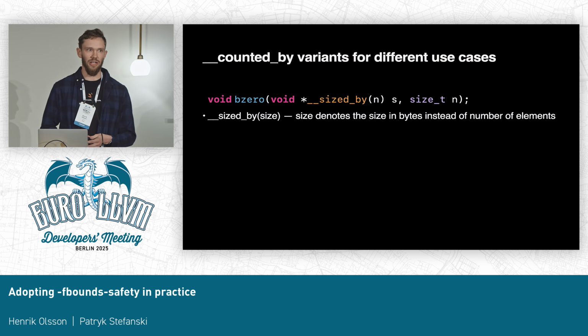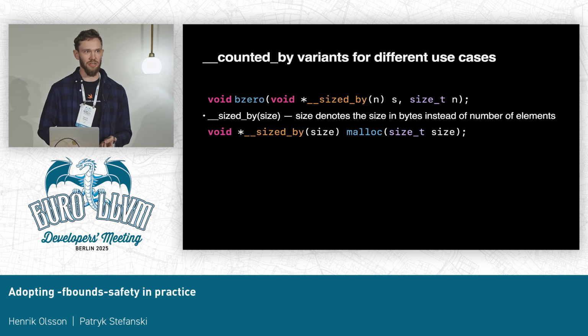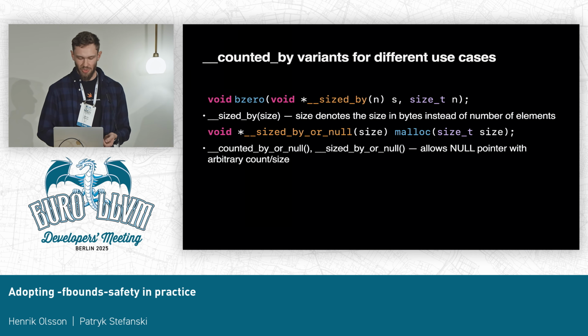Now imagine we want to annotate malloc. Here we pass the size to malloc, but when the allocation fails, malloc can still return null, which isn't really a buffer with a size. So for situations like this, we have counted_by_or_null or sized_by_or_null. And for these variants, the bounds check first checks whether the pointer is null, and if it is, it ignores the size parameter. As a rule of thumb, use counted_by when you can and the others when you need to.